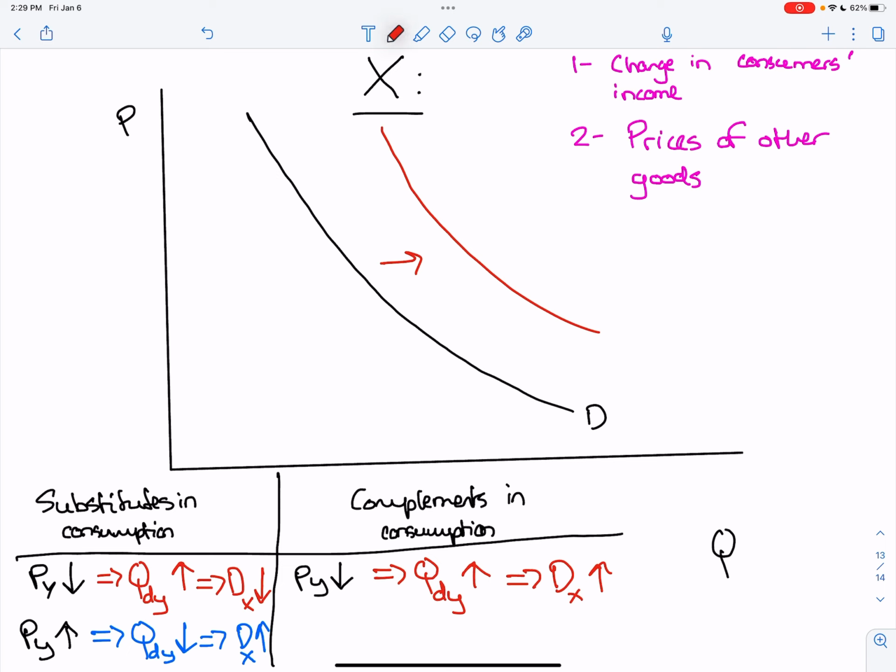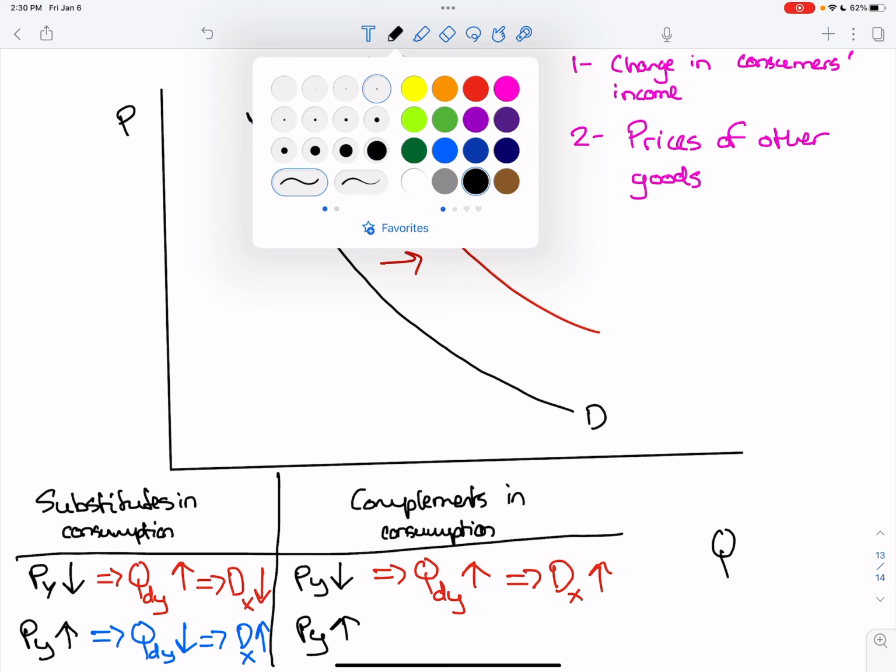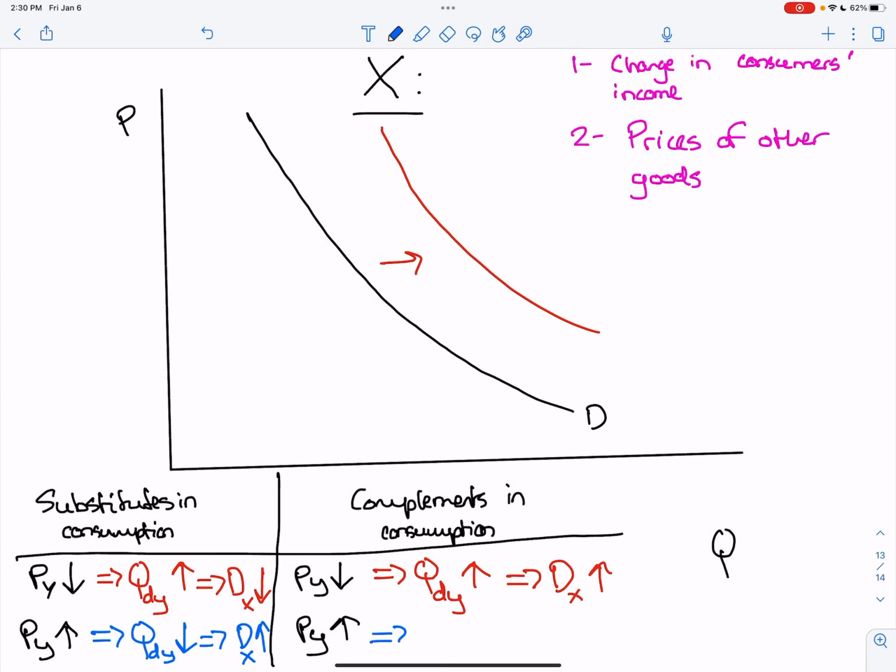And of course, as you might infer, it's exactly the opposite for the case in which the price of a complement goes up. In this case, as usual, the quantity demanded of that good, Y, will go down by the law of demand, which will in turn cause the demand for X to also go down, or we will have a leftward shift in the demand curve. Okay, so these are complements and substitutes. All right, what's the third item on our list of 5?